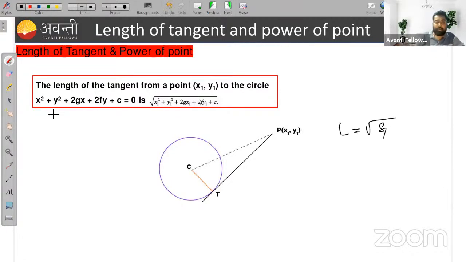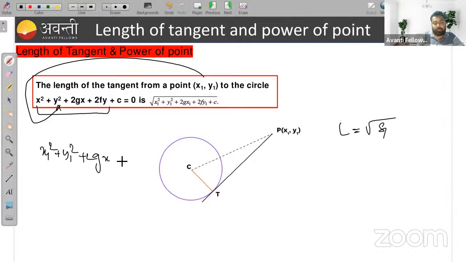If you have the equation like this, x square plus y square plus 2gx plus 2fy plus c is equal to 0, then in the left hand side, put the given point. So what you get by putting the given point in the left hand side is x1 square plus y1 square plus 2g of x1 plus 2fy1 plus c. Just take the under root. This is equal to, we can say, root of S1.